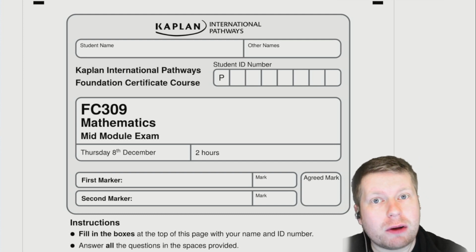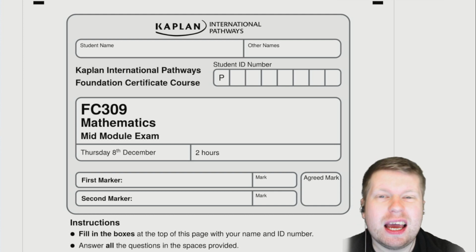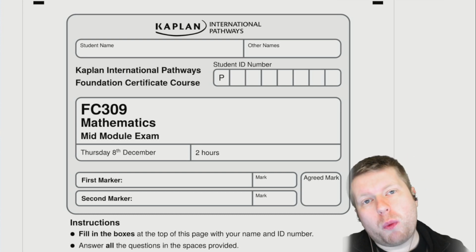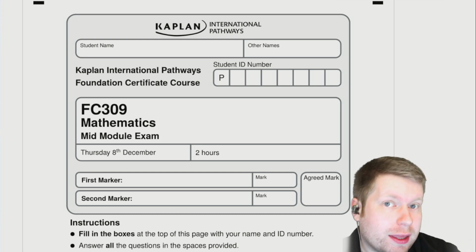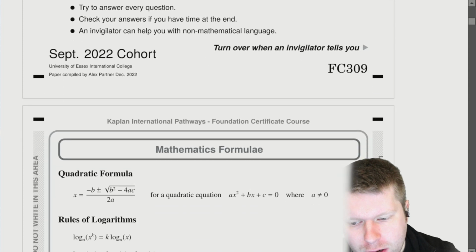I will try and point out some errors which people made along the way, some common mistakes that people make, so that if you are going forward, for example, for a resit, then hopefully you can identify where common errors were made, and then hopefully you won't make the same errors again. So let's have a look at question one.